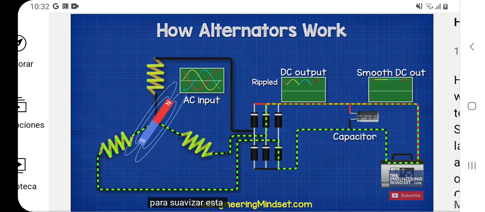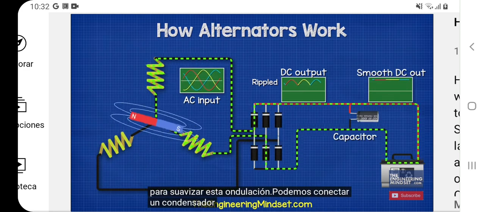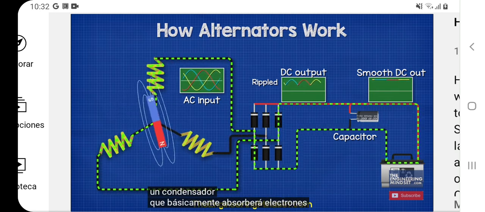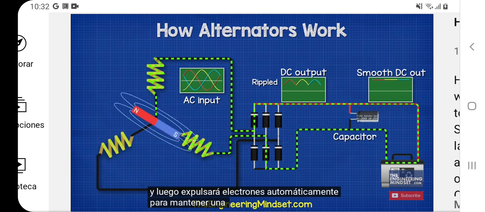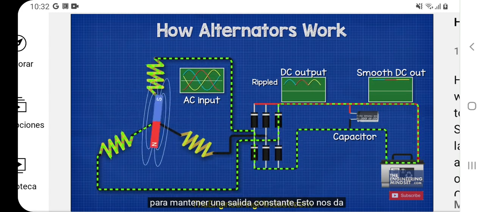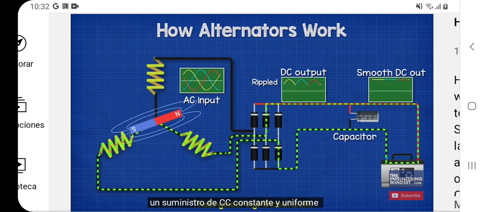To smooth this ripple out, we can connect a capacitor which will basically absorb electrons and then eject electrons automatically to maintain a constant output. This gives us a constant smooth DC supply.